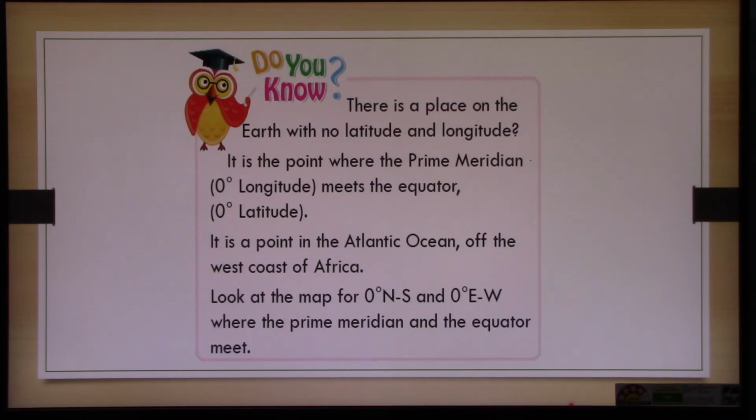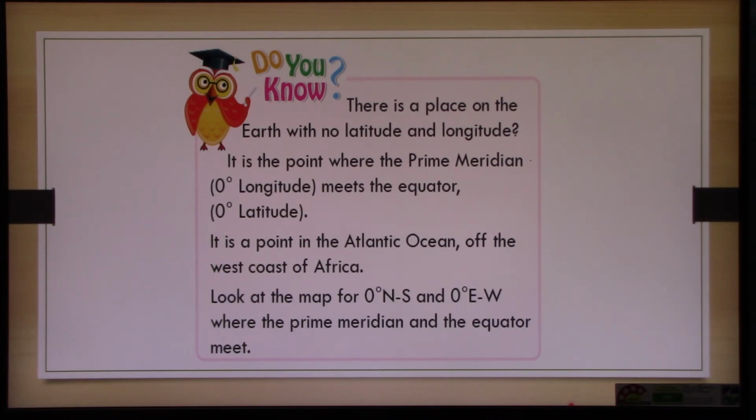Next, another general knowledge for you: there is a place on the earth with no latitude and no longitude. What is it? It is the point where the prime meridian, that is 0 degree longitude, meets the equator, that is 0 degree latitude. It is a point in the Atlantic Ocean off the west coast of Africa.